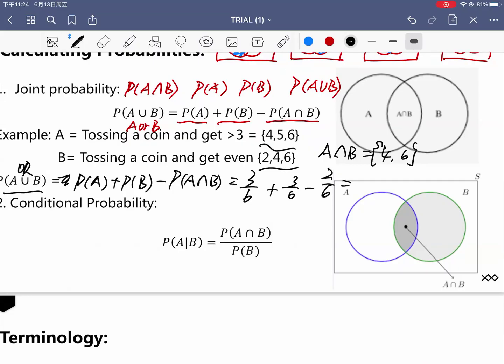So what's the final result? We have a half plus a half, minus a third, which gives us 2/3. So that's how we calculate the union probabilities.